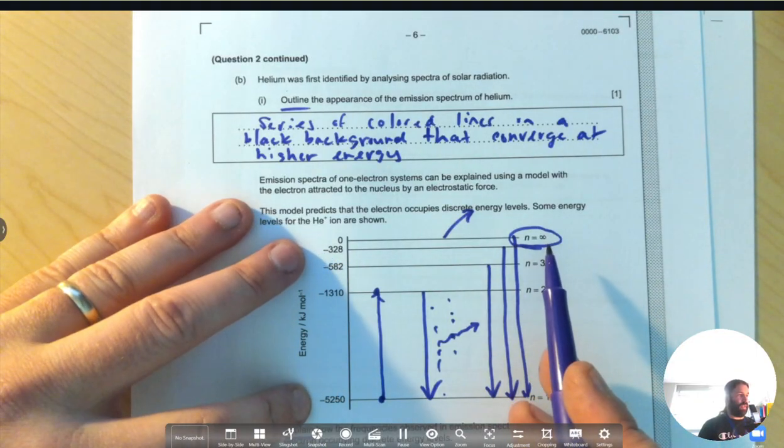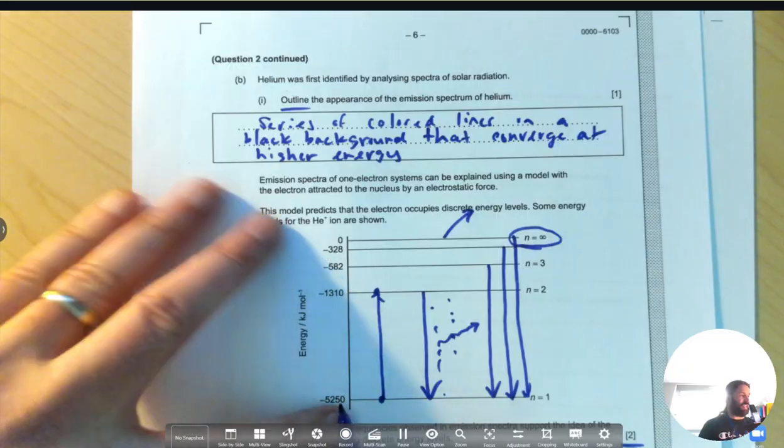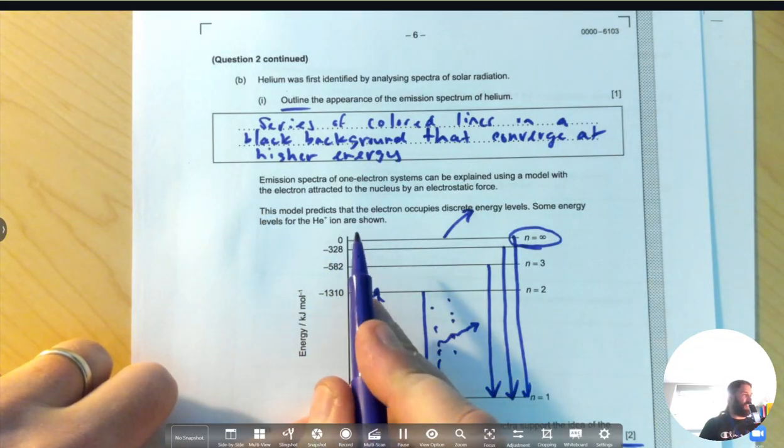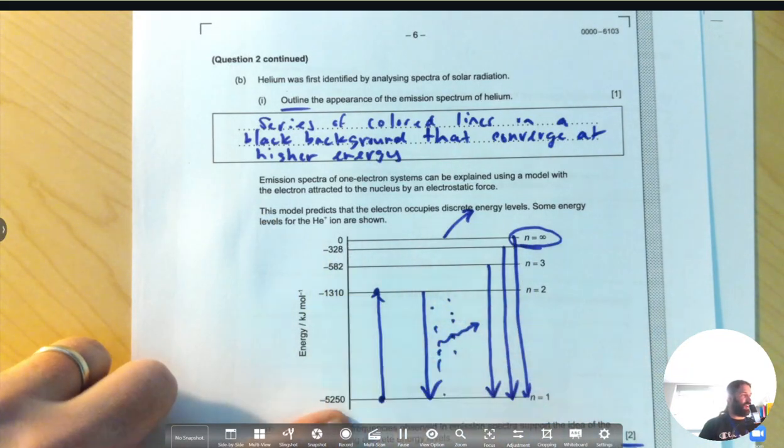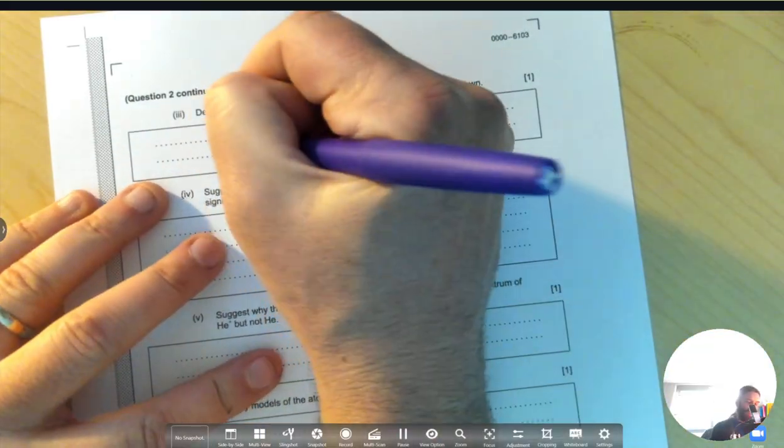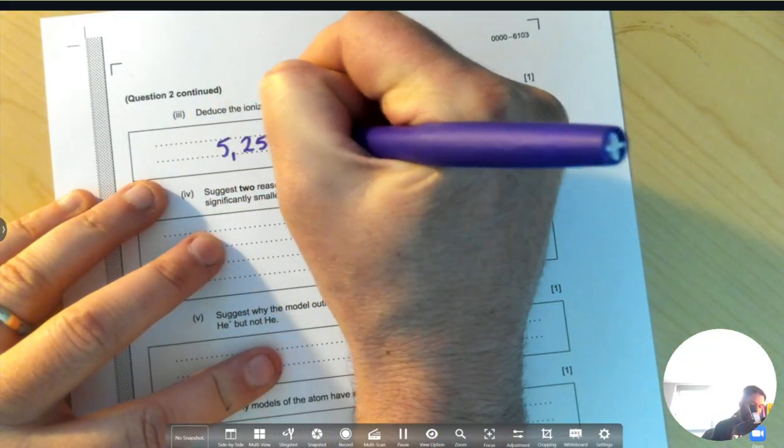All right, so a ground state electron has negative 5250. Notice n equals infinity is 0. That means it just takes 5,258 kilojoules to make that happen.